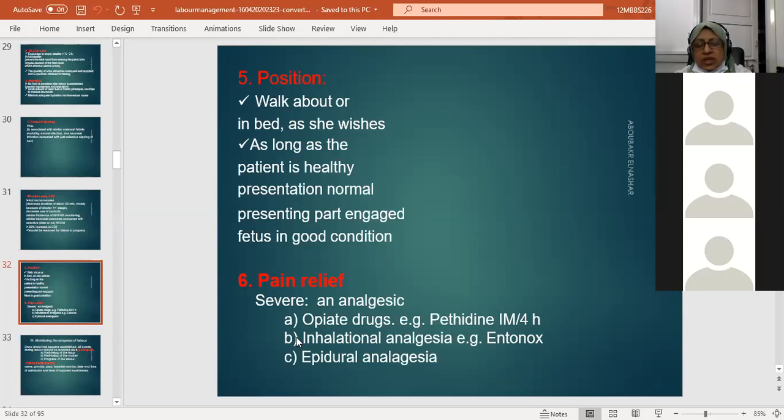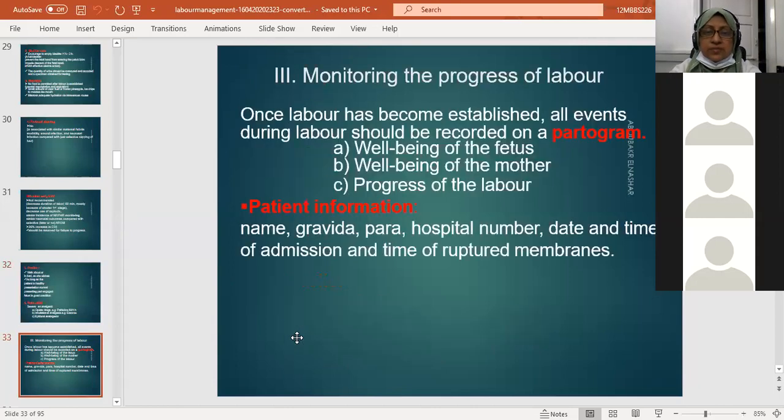There is one advantage of giving epidural analgesia: at any time if you require an instrumental or operative vaginal delivery, or a cesarean section, you can top it up. Otherwise, the disadvantage of epidural analgesia is that it prolongs the second stage of labor, and there are more chances of operative vaginal delivery as compared to a patient who didn't have epidural analgesia.